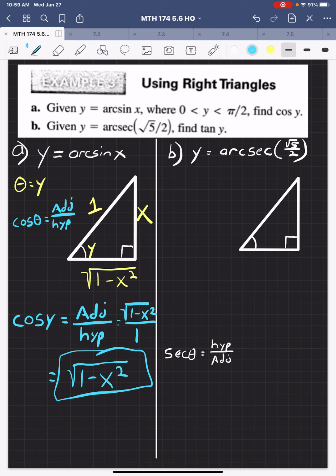All right, I'm just going to give you the answer to part B. The question was, given arcsecant of the square root of 5 over 2, can you find tan of y? Well, I'll go ahead and tell you that tan of y, you should be able to get 1/2. If you got the energy, if you got the time, pause the video, see if you can draw out that triangle and see if you can arrive at the result that tan of y is actually equal to 1/2.